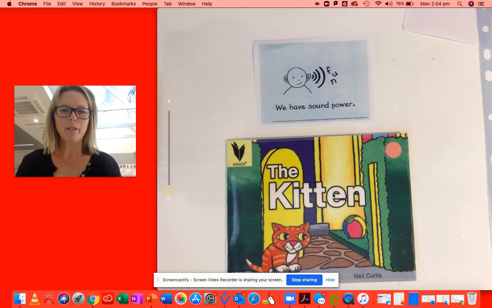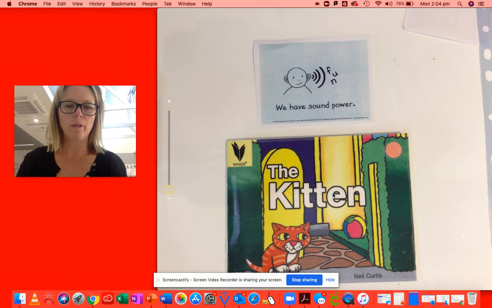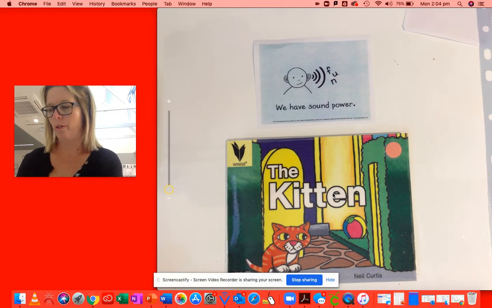Hi parents, now I'm going to talk to you about another reading strategy called sound power. Sound power is when we are looking at the sounds in the word: the start, the end and the middle. And the middle might be some digraphs. So we use all of our sound power to help work out a word.